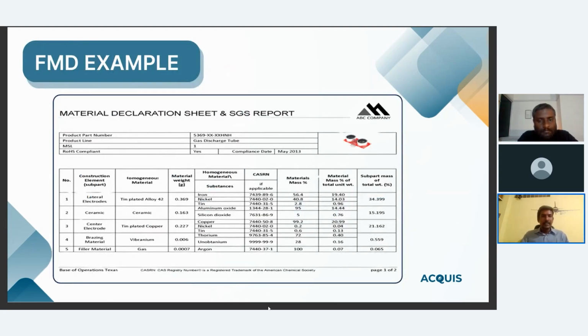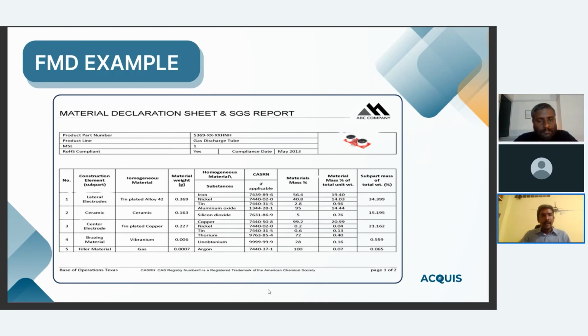So in this case, the supplier is specifying all the subcomponents, the subparts, that the final part, the gas discharge tube, is made out of. We have a little small picture on the top right. So each of these suppliers is specifying the materials, the homogeneous material, for each of these subcomponents.